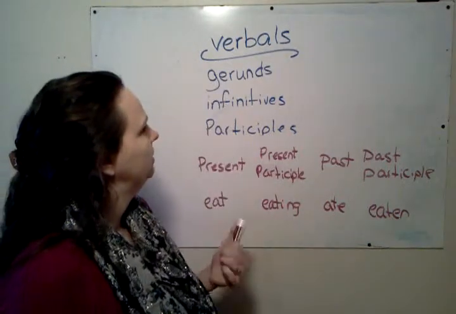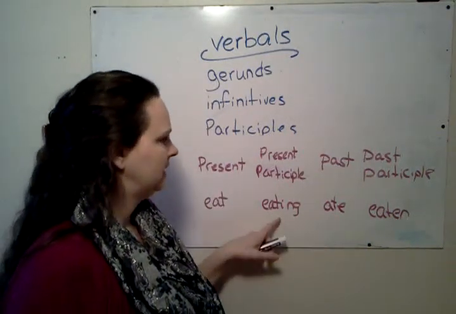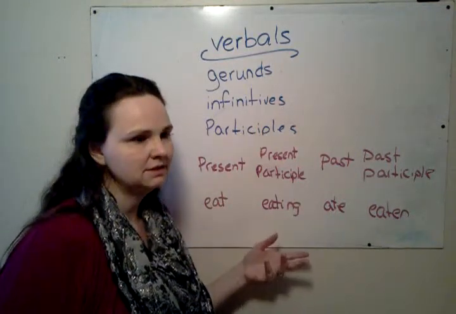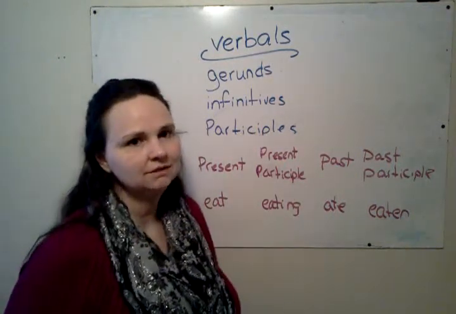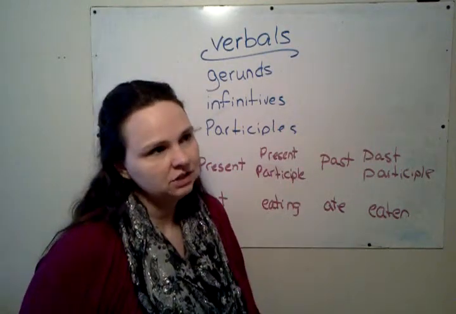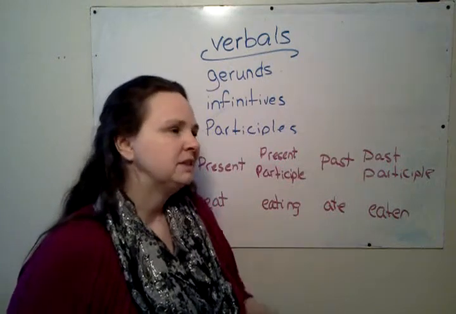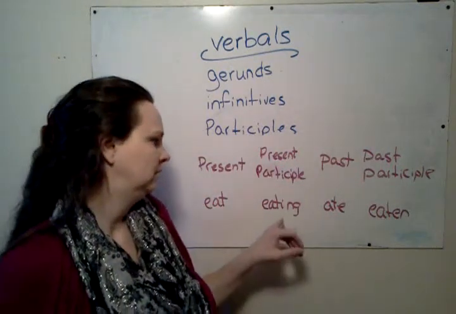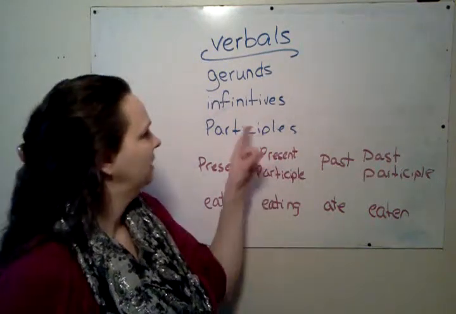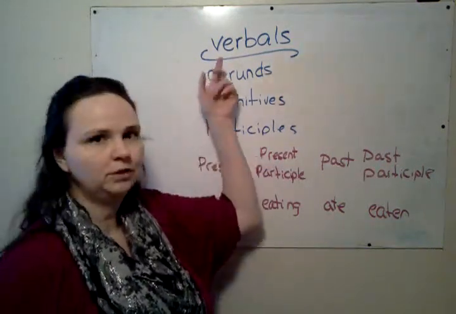Well, why are they verbals? They're verbals when they're not being a verb in the sentence. If I used am eating in a sentence, like I am eating chicken, that's a verb. If I used have eaten in a sentence, like I have eaten chicken, that's a verb. But sometimes we could use eating as an adjective in a sentence, and that's when it would be a verbal, okay?